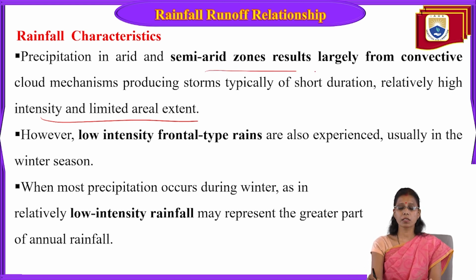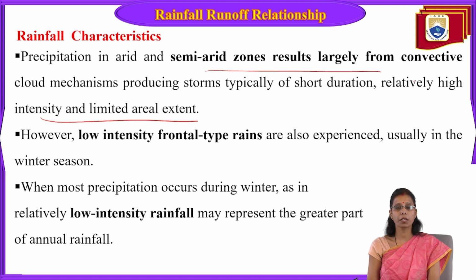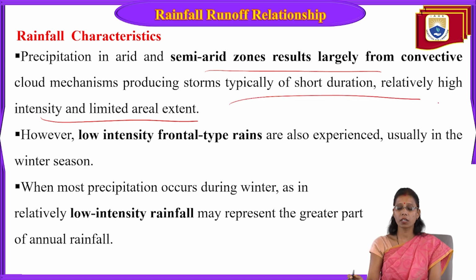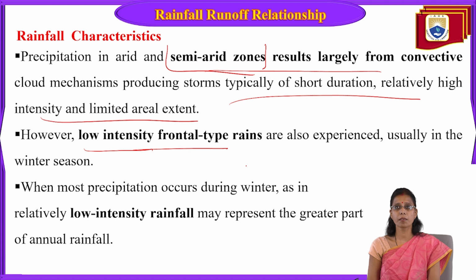Semi-arid zones result largely from convective and cloud mechanisms producing storms, typically of short duration, relatively high intensity and limited areal extent. However, low intensity frontal type rains are also experienced. In such semi-arid zones there will be low intensity rain and frontal type rains, usually in the winter season also. In the winter season you will see low intensity rain with frontal type rains and storms, typically of short duration, occurring in the semi-arid zones.